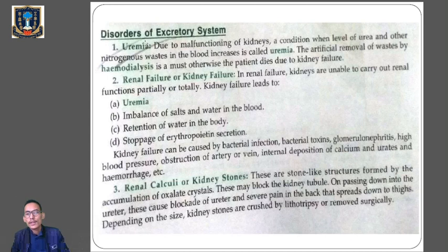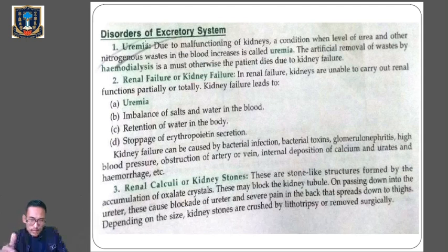Next one is renal failure or kidney failure. In renal failure, kidneys are unable to carry out the renal functions properly or partially, and it will lead to uremia, that is, an increase in the concentration of urea and other nitrogenous waste products. There will be imbalance of salts and water in the blood, retention of water in the body, and stoppage of erythropoietin secretion. Okay, and kidney failure can be caused by bacterial infections, bacterial toxins, glomerulonephritis, high blood pressure, obstruction of arterial vein, internal depositions of calcium and urates, and hemorrhages. These are the different causes of kidney failure.